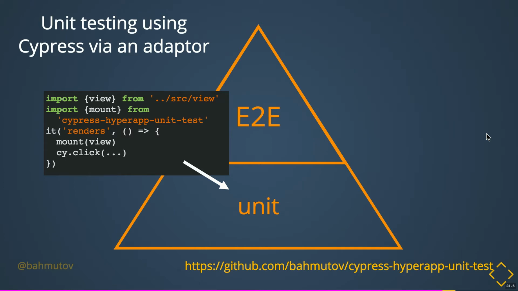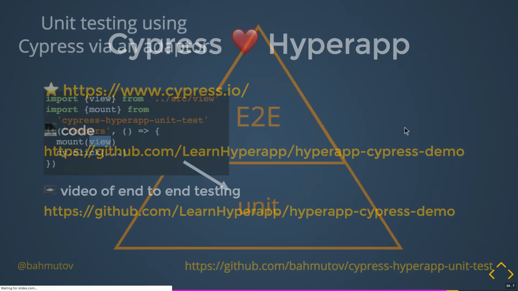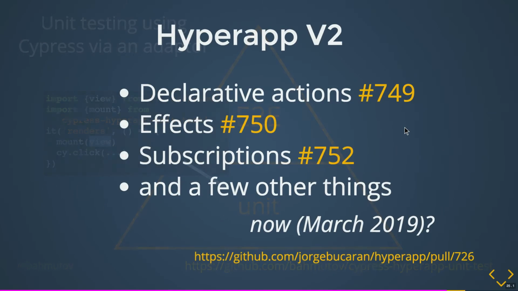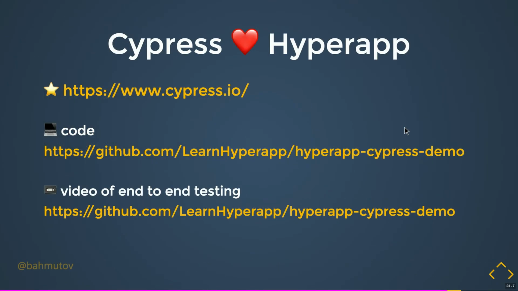So for Hyperapp, I wrote a little adapter that makes it possible, instead of loading localhost 1234, to get the view function, for example, plus whatever state you want, and you can just mount it, and it will run inside Hyperapp. And here's, where is my image?